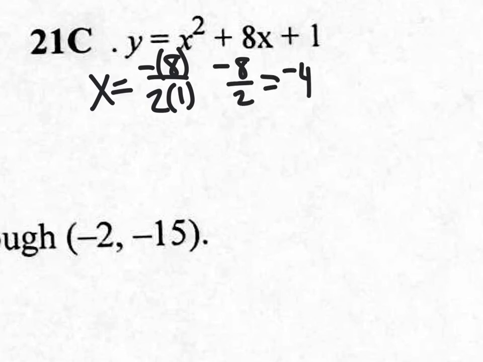So we found the x value of the vertex. So here's your vertex coordinate. You just found the x value, which is negative 4. Let's find the y value now. All you got to do is take that negative 4 and plug it in right here into this x and into this x and work it out.